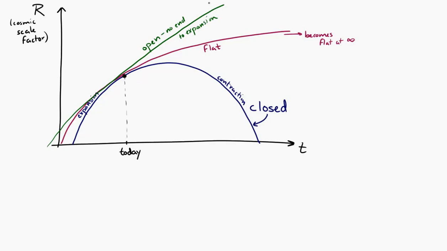So in order to determine what the ultimate fate of the universe is going to be, it's important to know the density of the universe. And that is surprisingly hard to figure out. And part of the reason for that is something called dark matter.